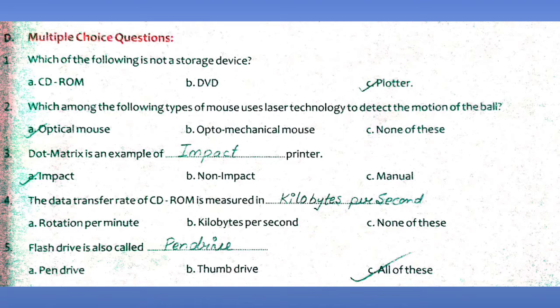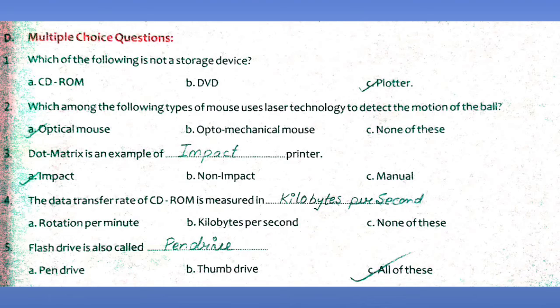Now see multiple choice question. First part is which of the following is not a storage device? So answer is plotter. Second is which among the following types of mouse uses laser technology to detect the motion of the ball? So answer is optical mouse.